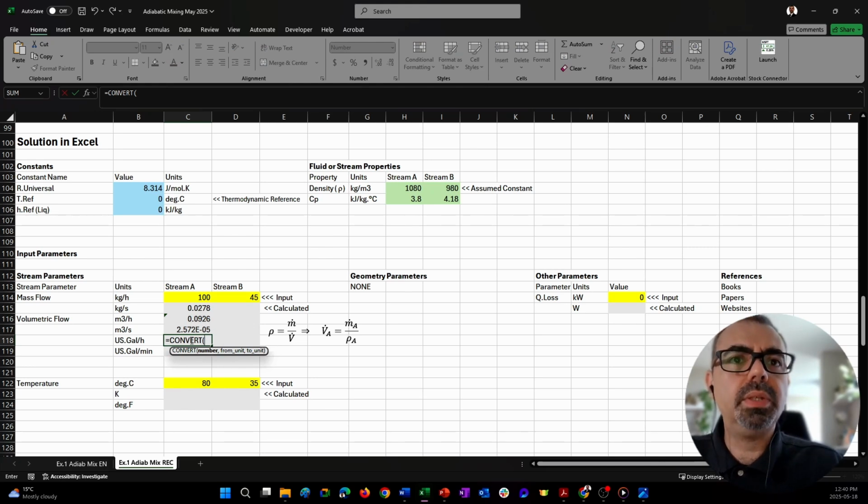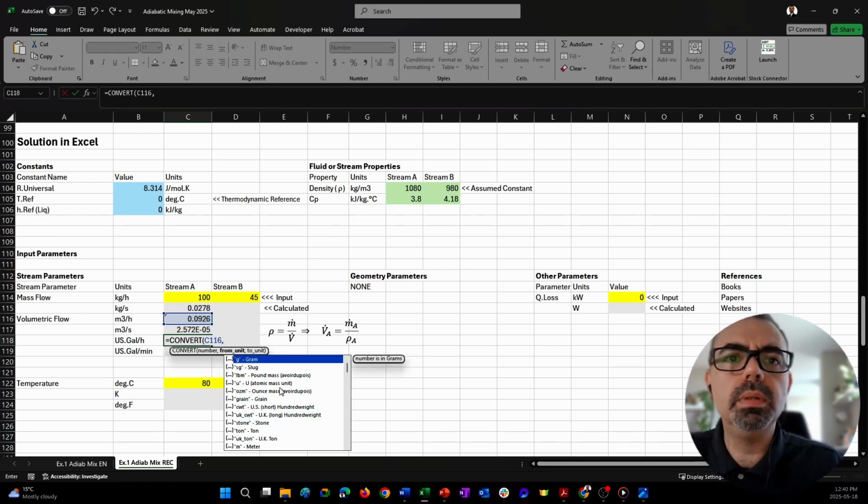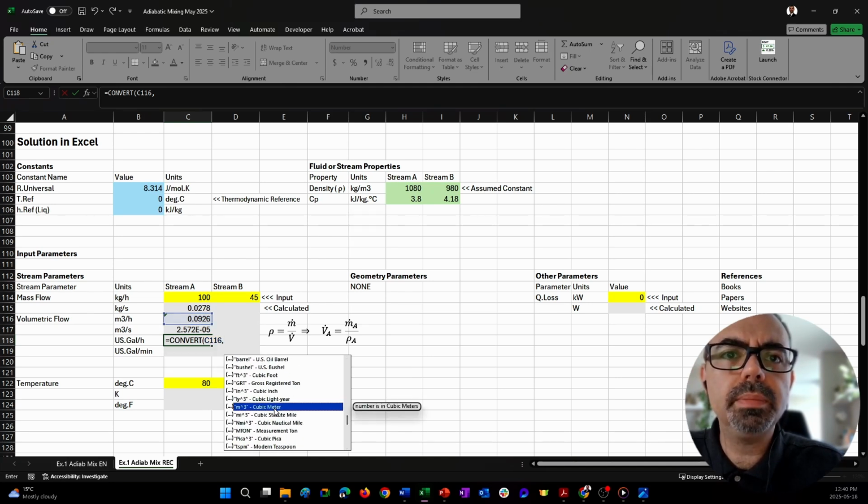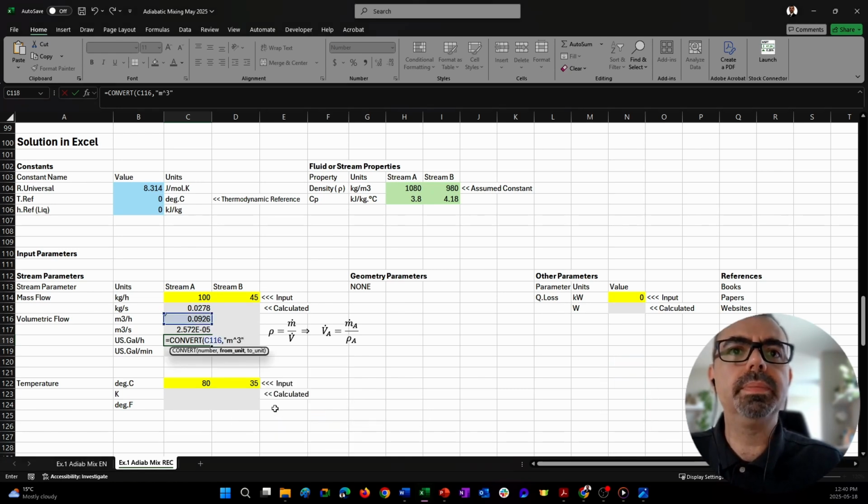It asks you which is going to be the number that you want to change. So I'm going to start with the meters cubed per hour. And it will ask you from what unit you want to convert. So I'm going to look for meters cubed, which is available down here, all the way down. Cubic meter. So I double click and select it. You see this is text because it's inside quotation marks.